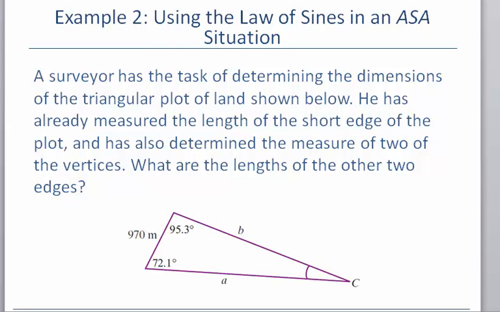So the first thing that we're going to do is work at finding angle C. Recall that the angles inside a triangle add up to 180. So we can use that fact to help us identify angle C. I'm going to take 180, subtract off the 95.3, and subtract off the 72.1. And whatever is left is going to be the measure of angle C. And so we end up with 12.6 for angle C.